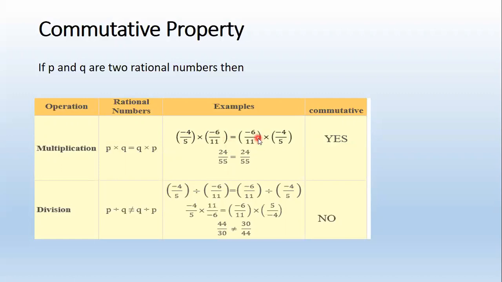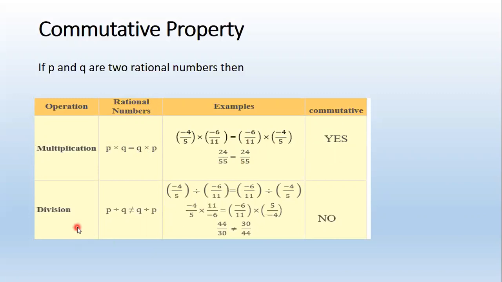In the right hand side, we have taken Q into P, that is minus 6 by 11 into minus 4 by 5. So minus into minus, it will be plus. 6 4s are 24, 11 5s are 55. So here LHS is equal to RHS. Then we can say that the commutative property holds for multiplication. So you can say that commutative property is true for multiplication.